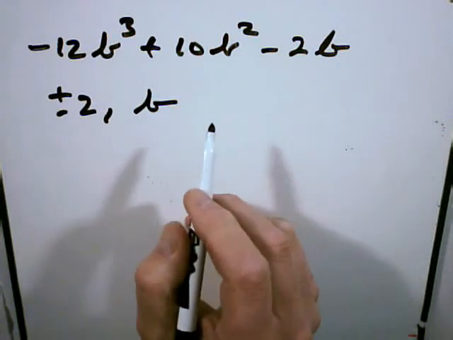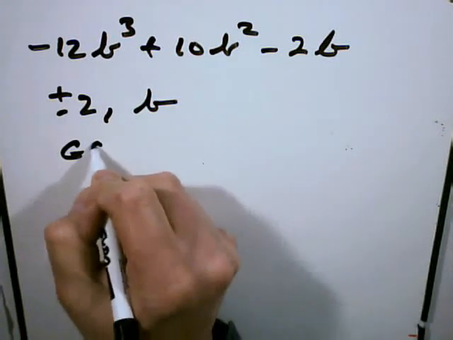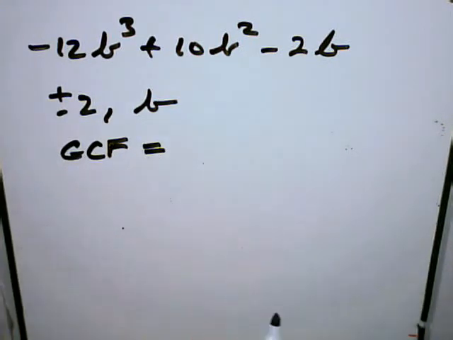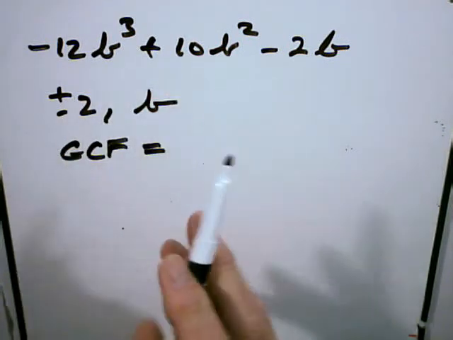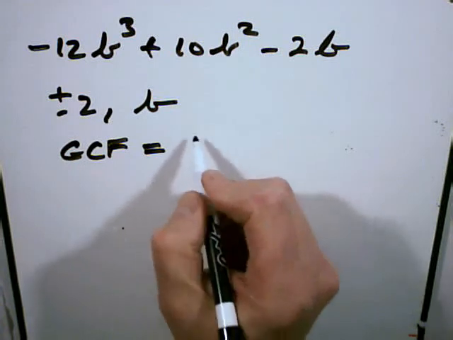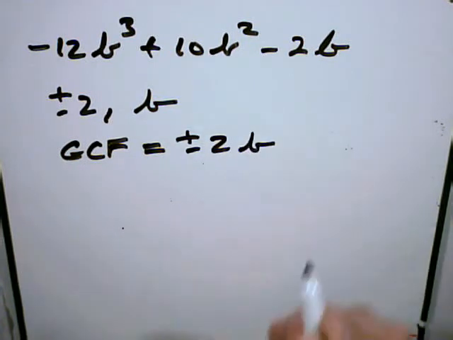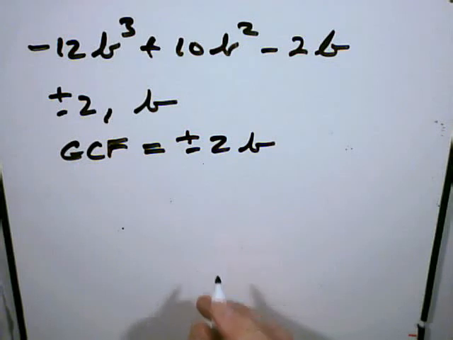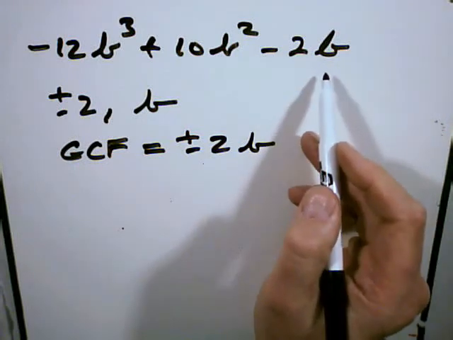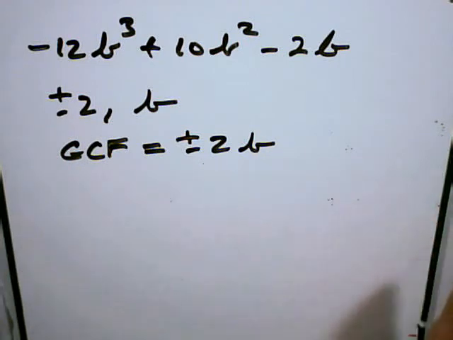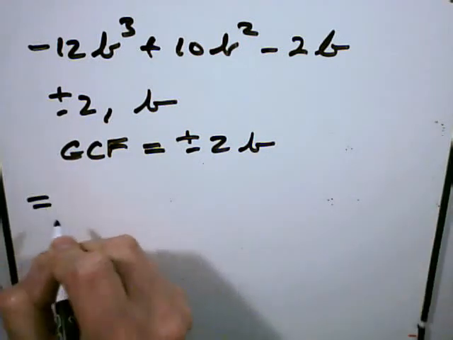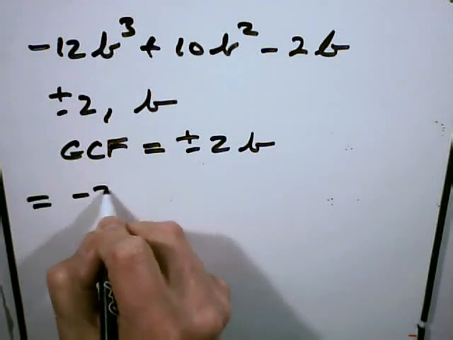But now what we want to do is isolate out what's called the greatest common factor, GCF. That is, we take the greatest combination of all of these common factors. And in this particular case, it's plus or minus 2b. So I'm going to rewrite this original expression, and I'm going to use the negative 2 side of this instead of the positive 2. So the original expression equals, well, negative 2b.